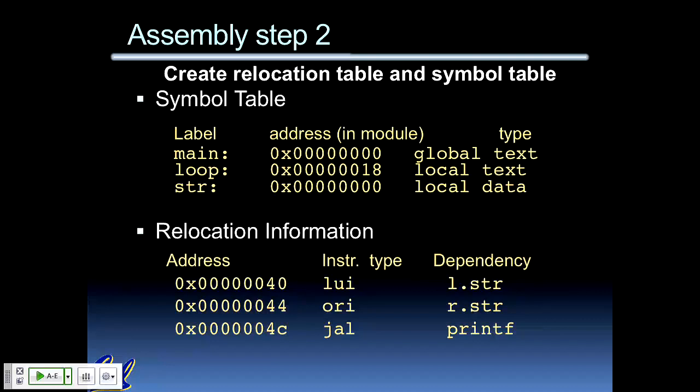Now the relocation information. The symbol table says what this module is exporting to the outside world, all the symbols inside this module. The relocation information says what information it needs to receive in order to finish patching itself up, right? So what it needs to do is find where the string ends up in the global space. This is a top half, the high bits of the address, and the low bits of the address.